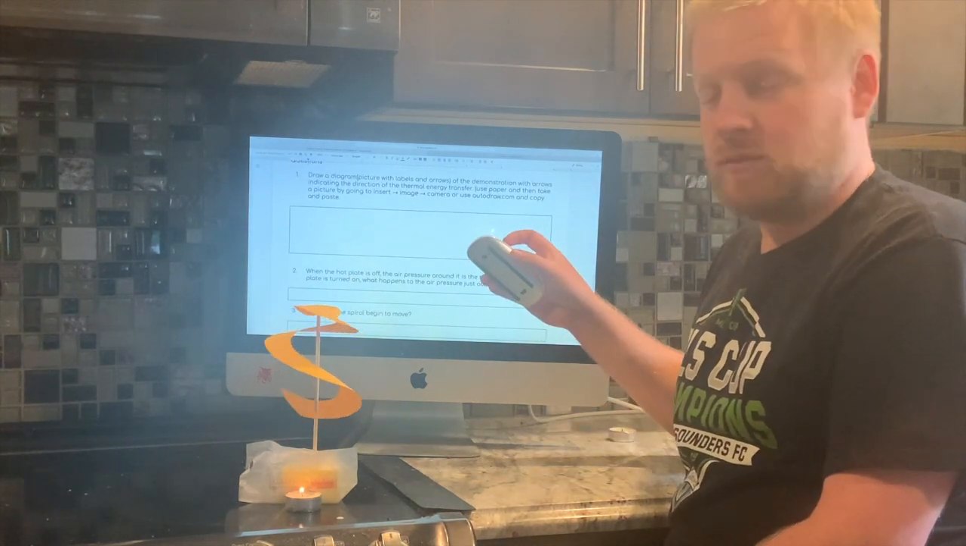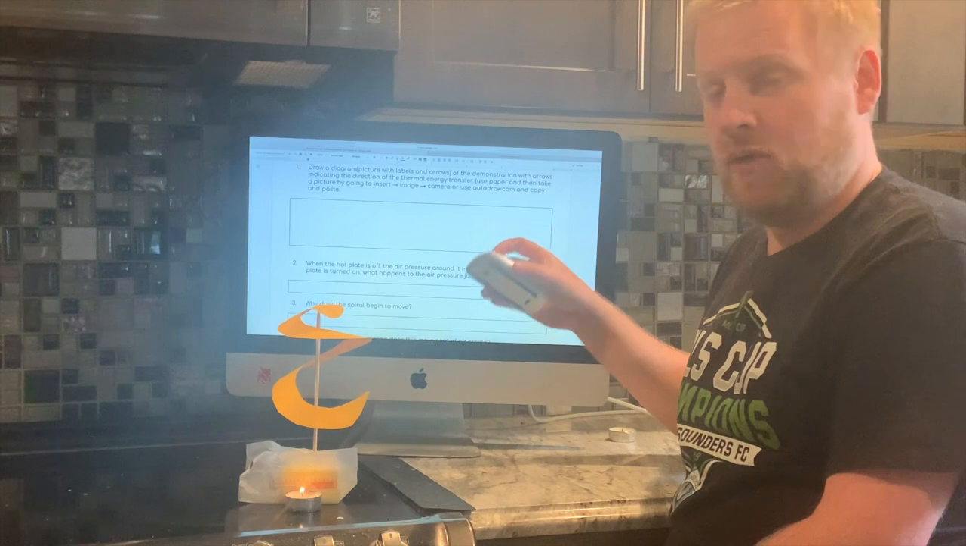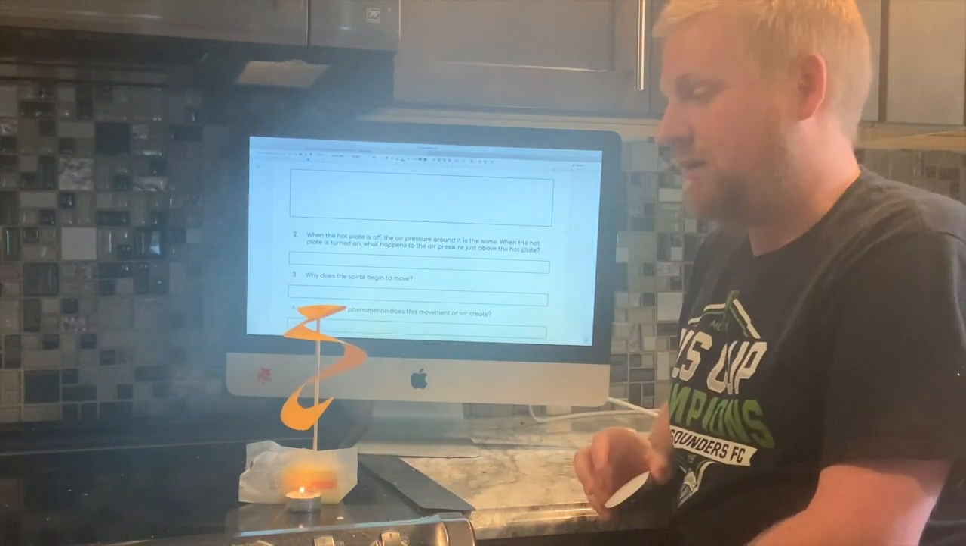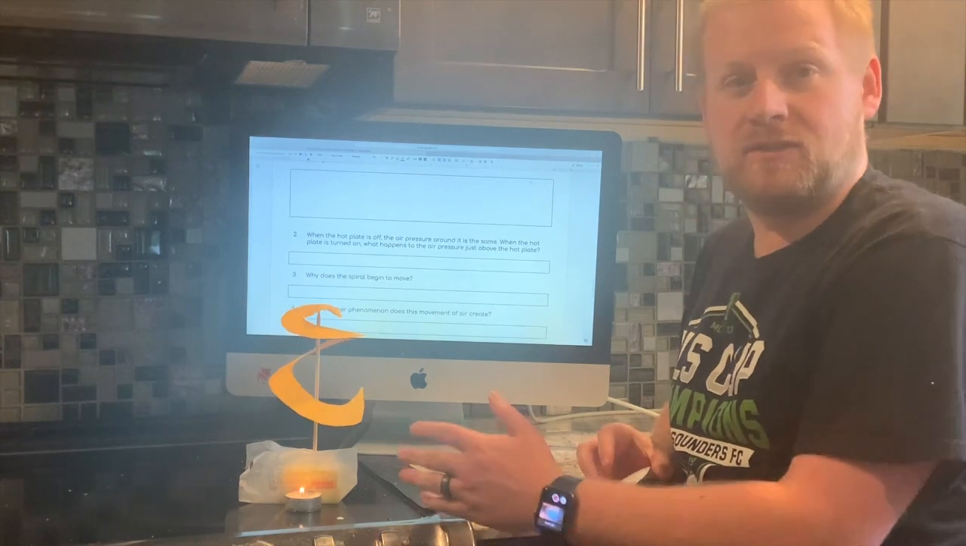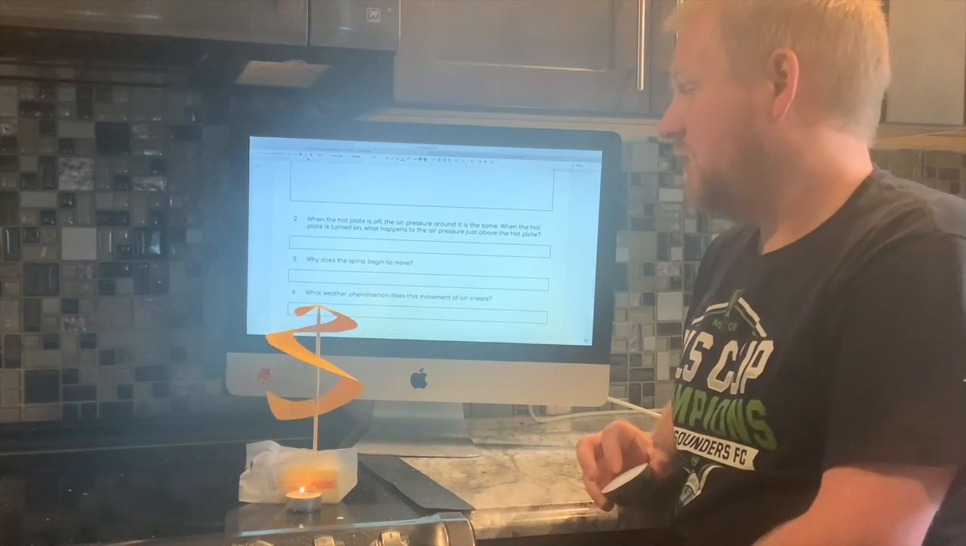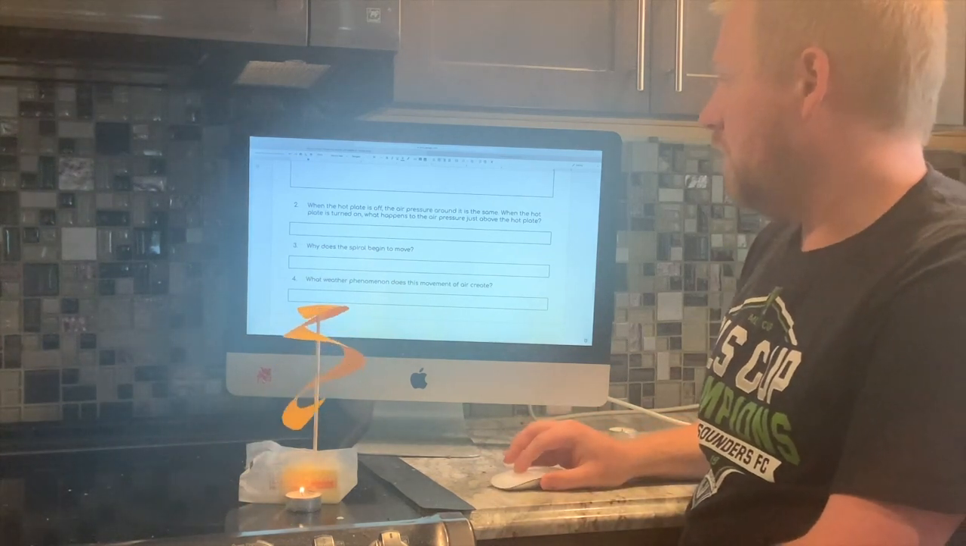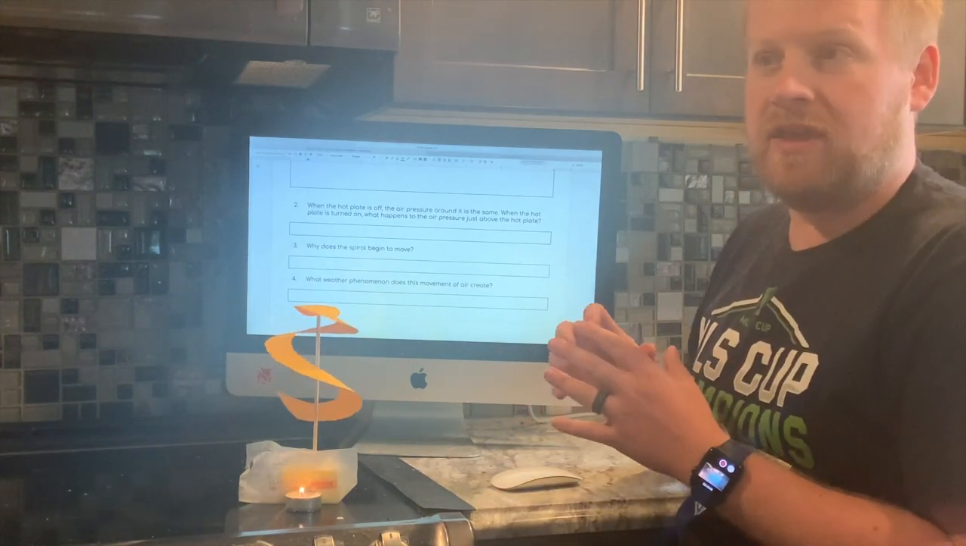it wants us to create some diagram of before and after. And then there's a few questions. So why does this spiral start to move? What's changed here? Sure. One hint I want to give you is think about matter. Think about all the molecules.